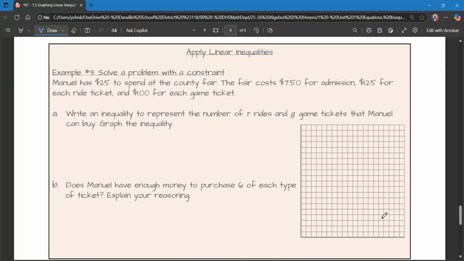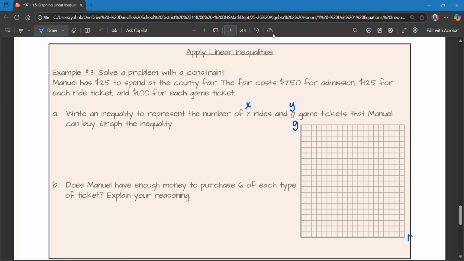That's because you can't have anything negative. You can't have negative rides that you rode. You can't have negative games that you played. It's positive, so it's only quadrant 1. Also, notice you have G's and you have R's, no X's and Y's. So you get to decide if you think that the rides should be X or should the rides be Y. It doesn't matter. I'm going to make the rides be like my X and the games be like my Y. So I'm going to put an R over here on the X-axis, and I'm going to put a G on the Y-axis just to keep my mind straight of which letter is which.